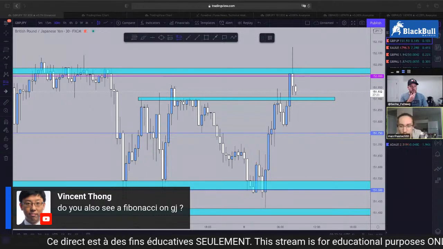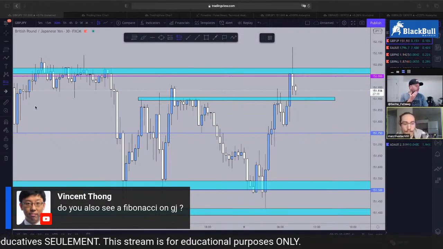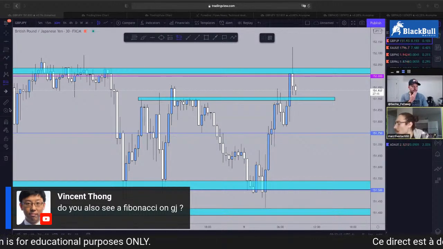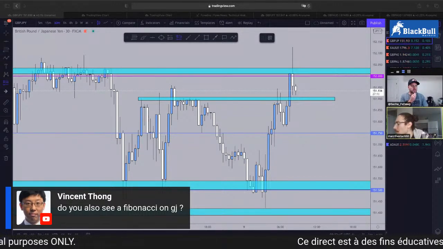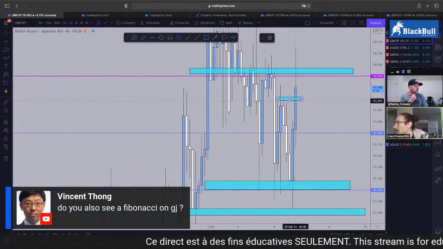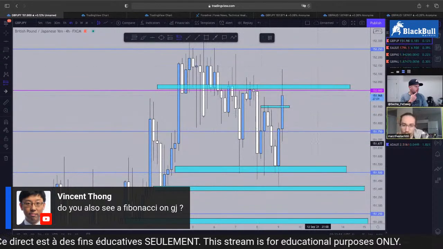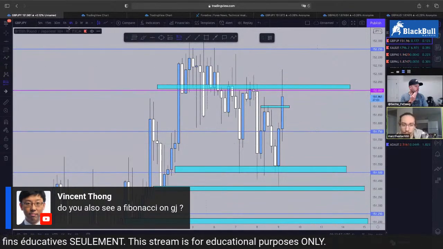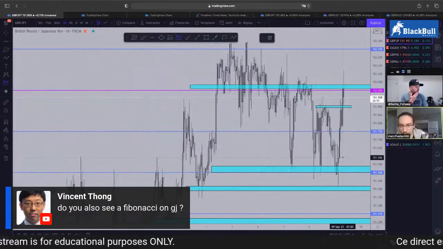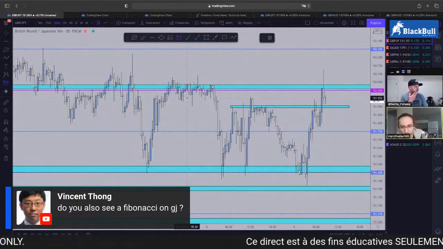So do you also see a Fibonacci on GJ? I had one, I deleted it, but yes, on H4. So if you look at H4, so the structure, right? Structure is bearish. H1 is still bearish, right? Right.